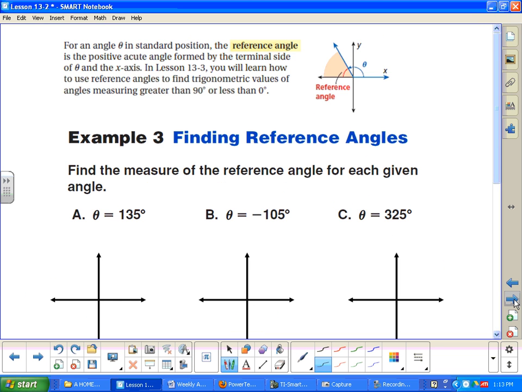All right. Something called reference angles. A reference angle is an angle, a positive angle, less than 90 degrees. And a reference angle is always found by how far an angle is from the x-axis. Whether it be positive or negative x-axis. Just how far is it from the x-axis? And since we're talking about distance, we're talking about a positive number.